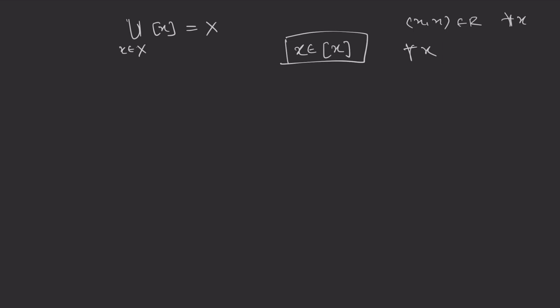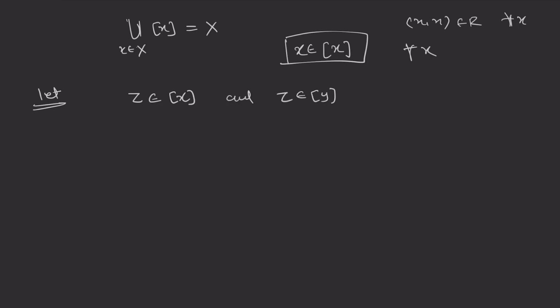Now I have to prove that the intersection of two distinct equivalence classes is phi. We'll prove it by contradiction. Contradiction means I'll assume that there is an element and I'll arrive at a contradiction. So let Z be in the equivalence class of X and Z also in the equivalence class of Y.